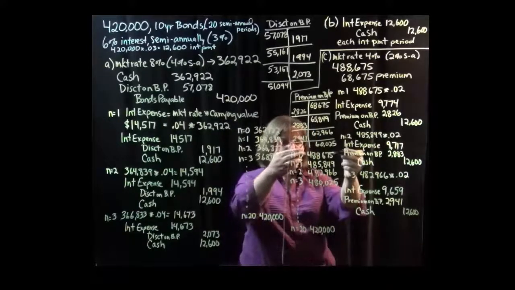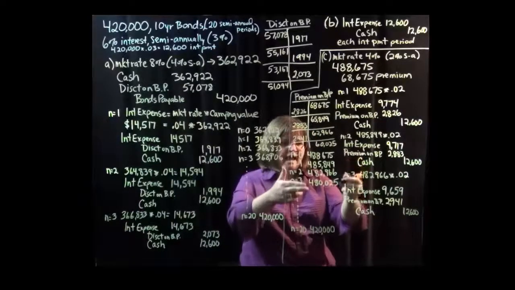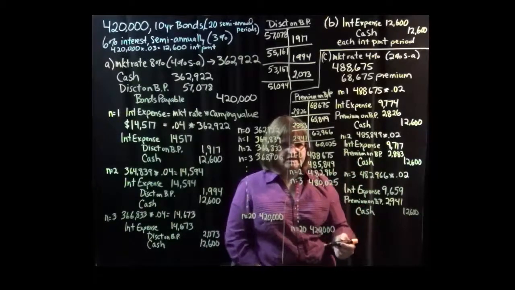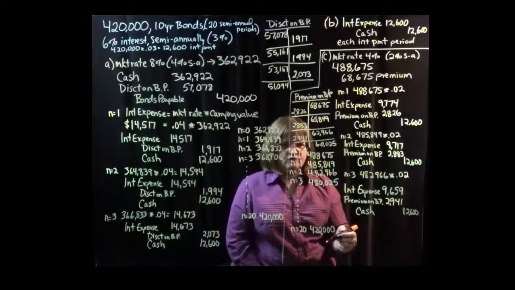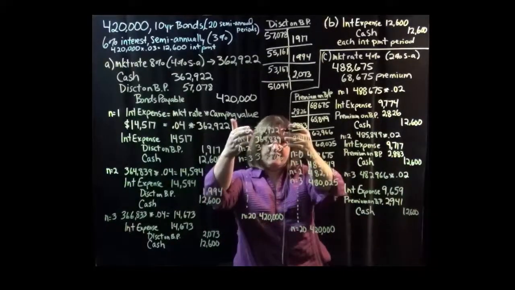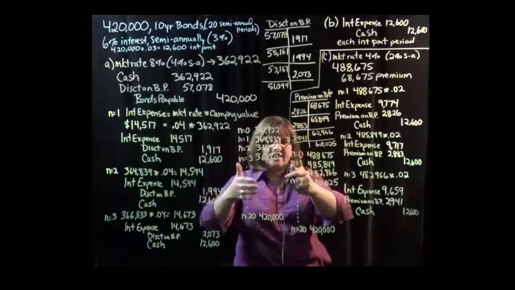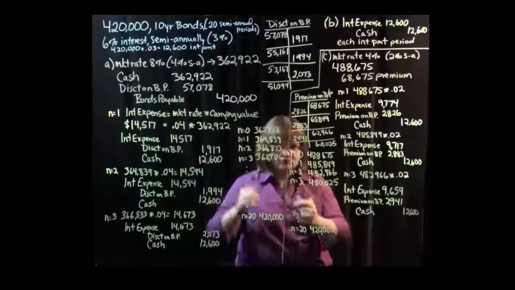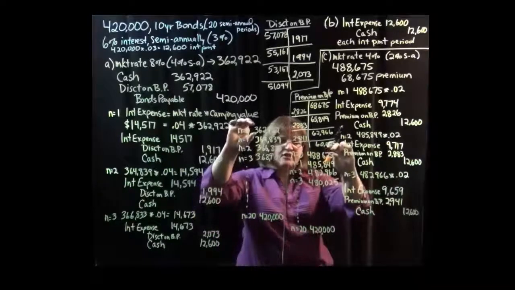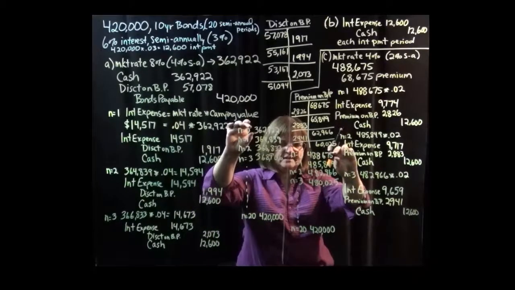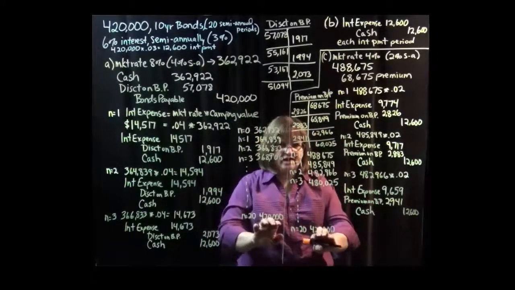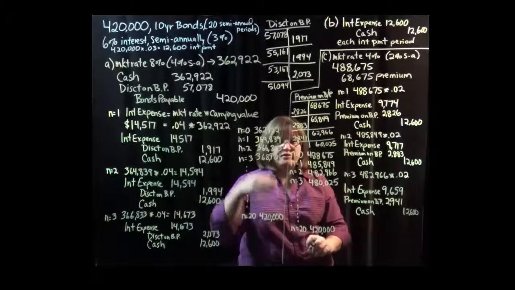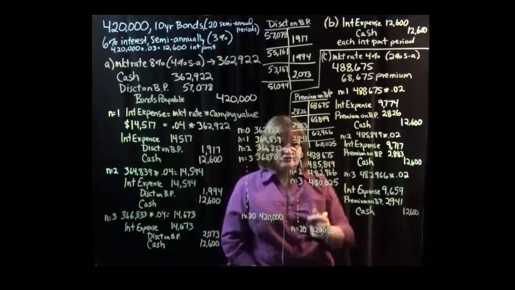So notice when we start out with a premium, we're moving down. The carrying value decreases each period until it eventually equals the face value. When we had a discount, on the other hand, we started out lower than the face value, so each period the carrying value increases toward the face value. We always start out at the issue price as the initial carrying value, and then we move toward the face value. That's going to be true whether it's issued at a discount or issued at a premium.